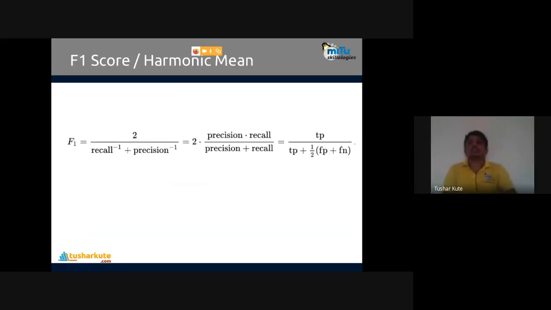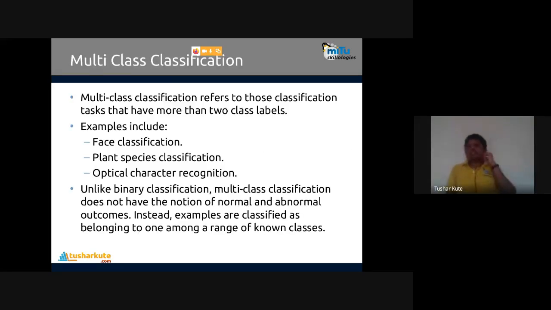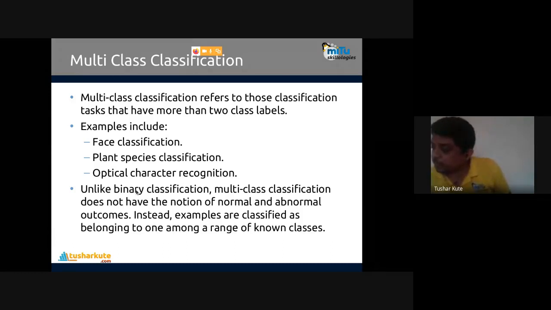Fine. This is called the concept of evaluation. Many more evaluation concepts are there. When we see the practical concept, I will explain how to use the F1 score or harmonic mean of it. This is how the algorithm is evaluated, and whether it's working correctly or not we can find with the help of the confusion matrix concept over here. Now, the second kind of classification technique is multi-class classification.